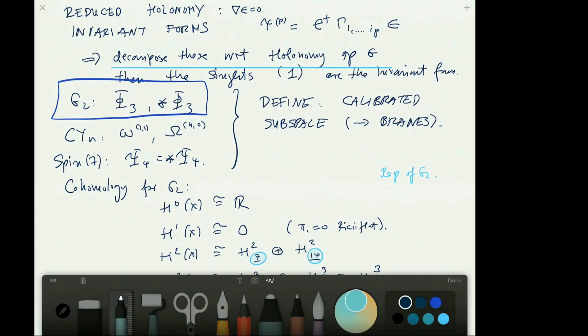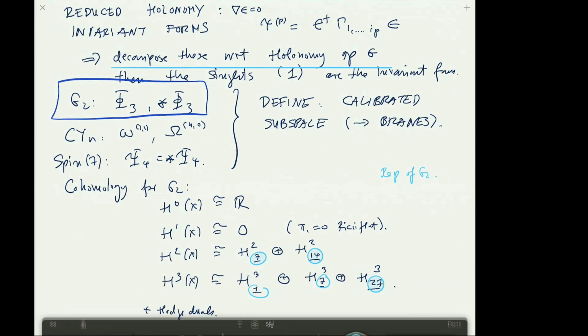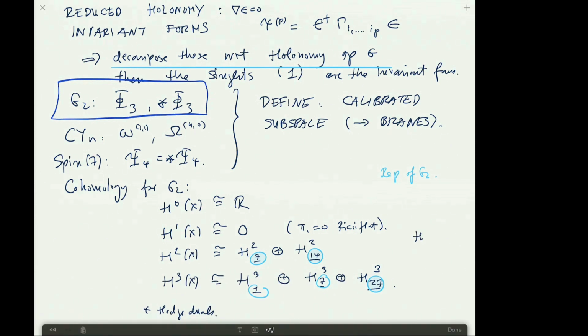If we want holonomy exactly G2, so if the holonomy is exactly G2 and not less, then in fact these guys here have to be 0. And then we're left with essentially these invariant forms in H3, 2 forms and 3 forms. So in fact the G2s, this one here is just the phi 3 invariant form.